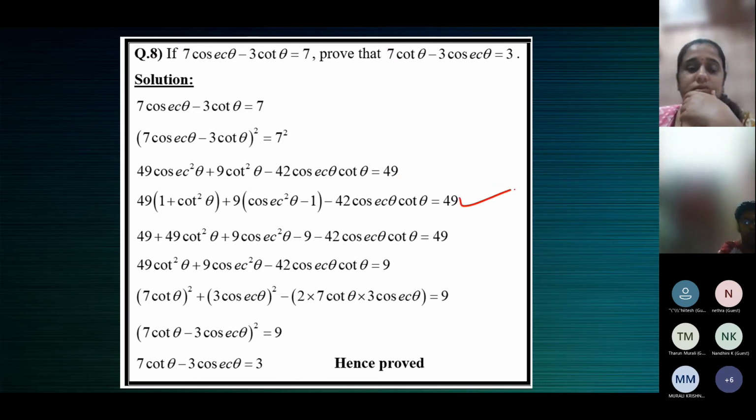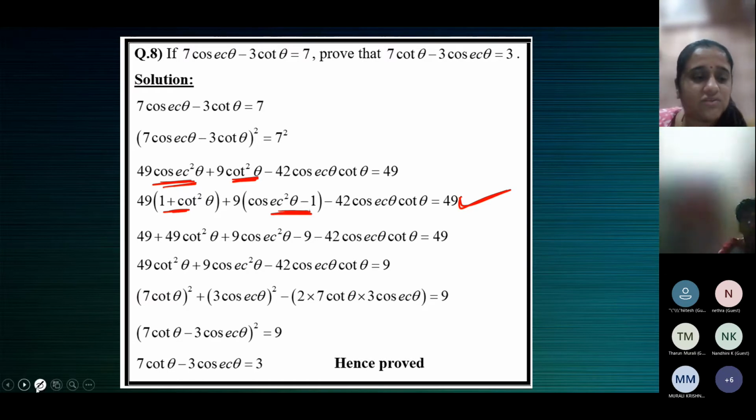Take common out? No. Identity. Yeah, identity. We are replacing something by something. We are replacing cosecant square theta with 1 plus cot square theta. And then we are replacing cot square theta with cosecant square theta minus 1. Then what should you do? You have to open up the bracket.